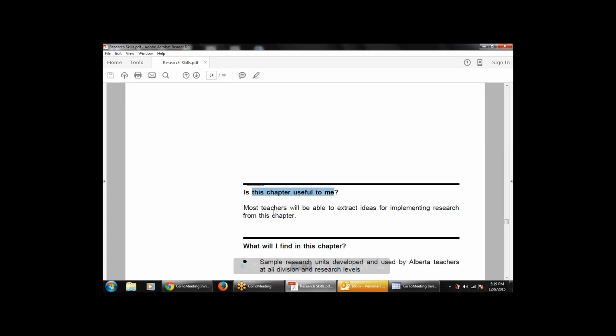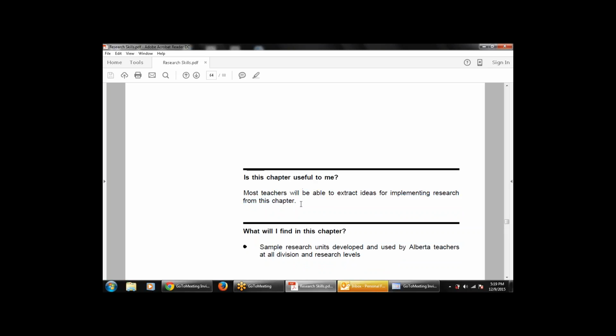So the next chapter is chapter number 7, From the Classroom. Whatever we are doing from the classroom is the main content; this is a live example from the classrooms. Now, the first question is: is this chapter useful to me? Whether I am reading and studying this chapter, is it useful to me or not? Most teachers will be able to extract ideas for implementing the research from this chapter. That is, most of the information they gathered is from the classrooms.